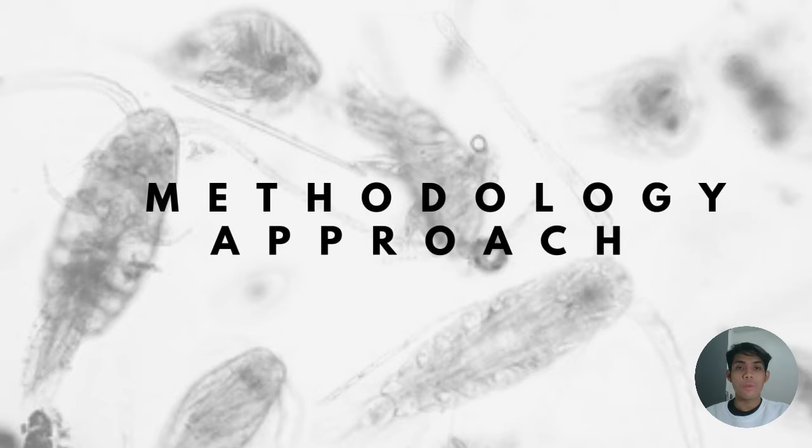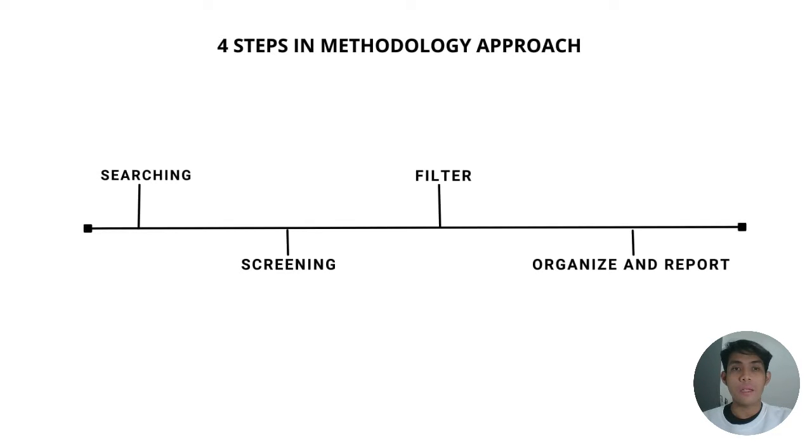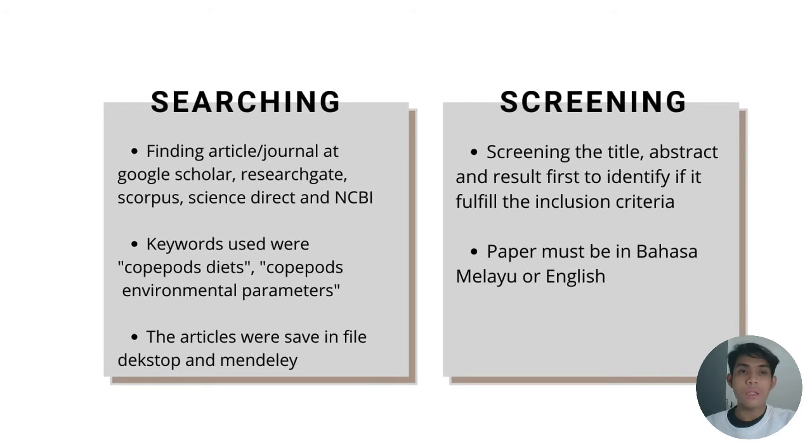Okay, we'll move on to the methodology approach. There are four steps in the methodology approach: the first one is searching, the second one is screening, the third one is filter, and lastly is organize and report. Okay, the first one is searching. I will find articles or journals at Google Scholar, ResearchGate, Scopus, Science Direct, and NCBI. The keywords that I use are copepod diet and environmental parameter of copepod. The articles that I choose will be saved on the desktop and Mendeley.